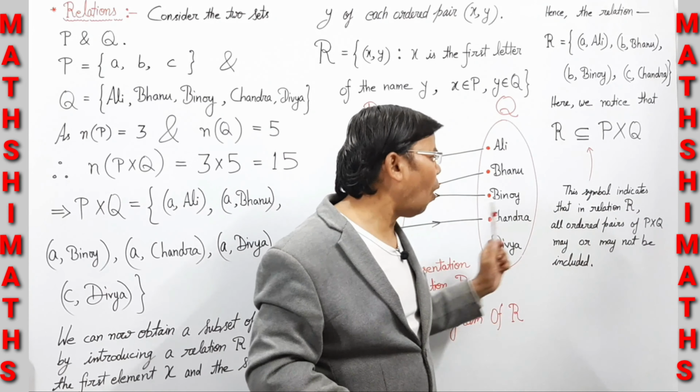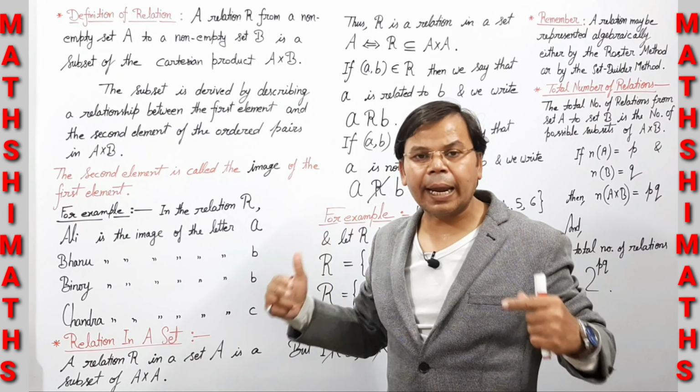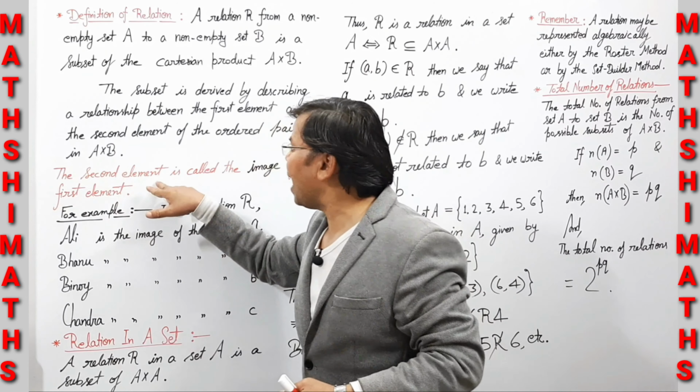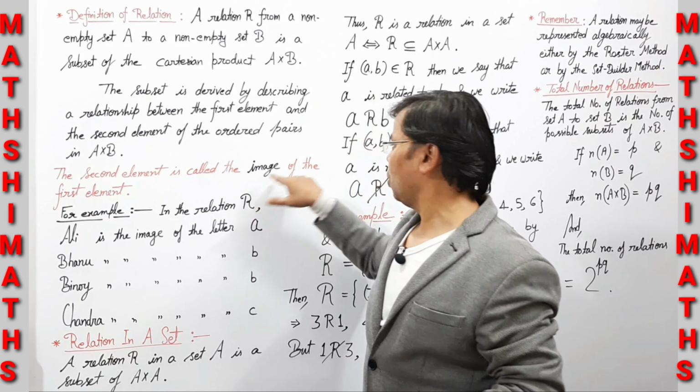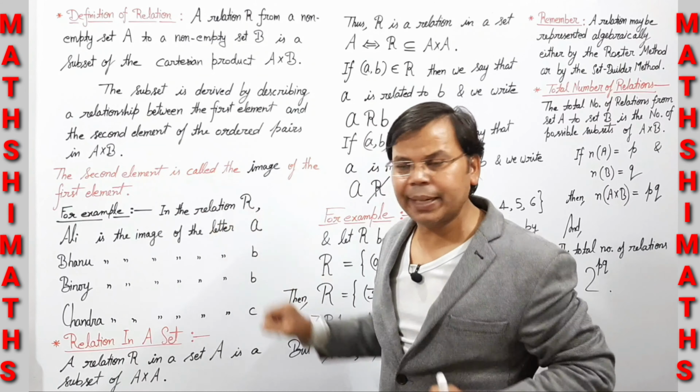What is the definition of a relation? A relation R from a non-empty set A to a non-empty set B is a subset of the Cartesian product A and B, I mean A multiplied by B. The subset is derived by describing a relationship between the first element and the second element of the ordered pairs in A multiplied by B, I mean the Cartesian product of A and B. The second element is called the image of the first element. Remember this, that the second element is called the image of the first element.